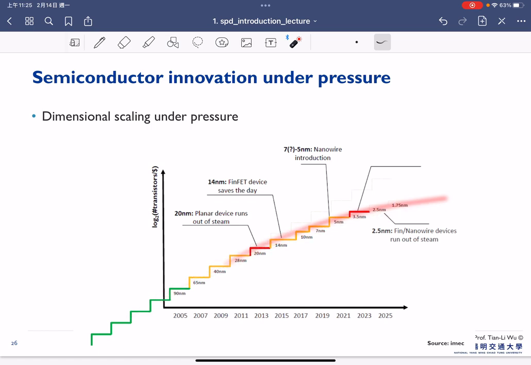So this is a 40 nanometer FinFET. And when we talk about 5 nanometer, we might start to consider what we call the nanowire. Further, we might have the thin nanowire, or right now we call it the nanosheet, and so on. Because of the technology limitation, it is very difficult to continue the dimensional scaling.